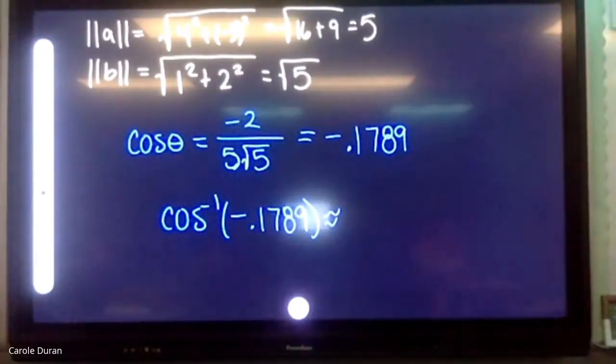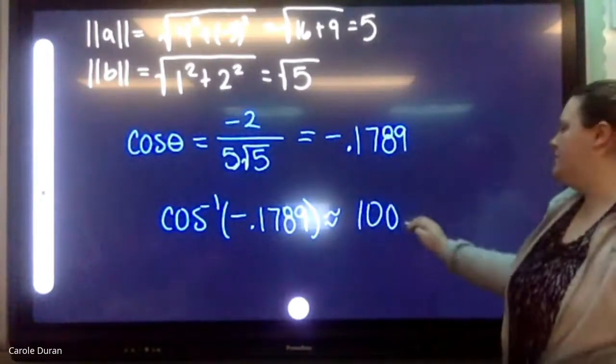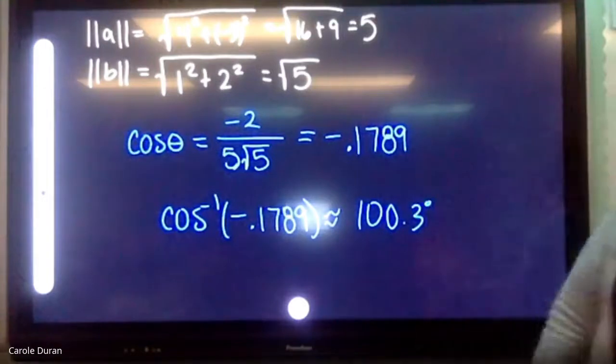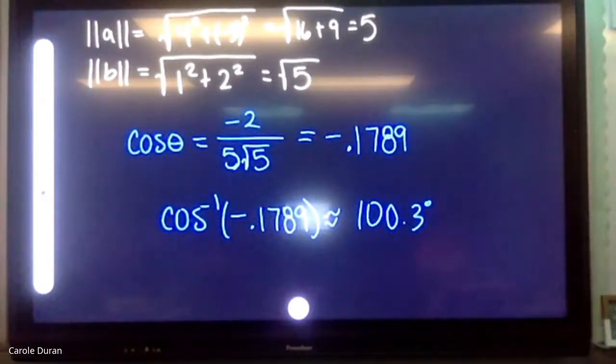And then let's go ahead and round our angle to 1 decimal place. So what angle do we get? Say it loud and proud. 100.3 degrees. So that's how you find the angle between two vectors. Anybody have any major issues with that one? Anybody have any other issues with this?